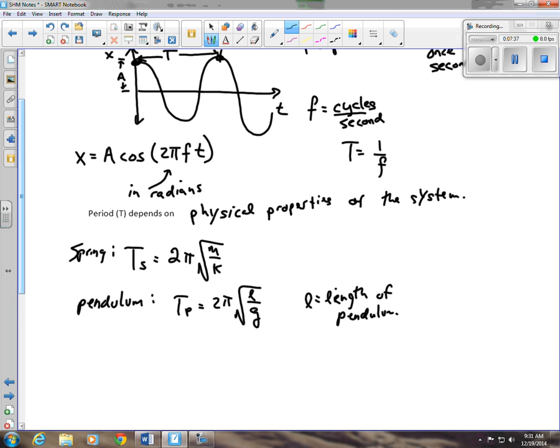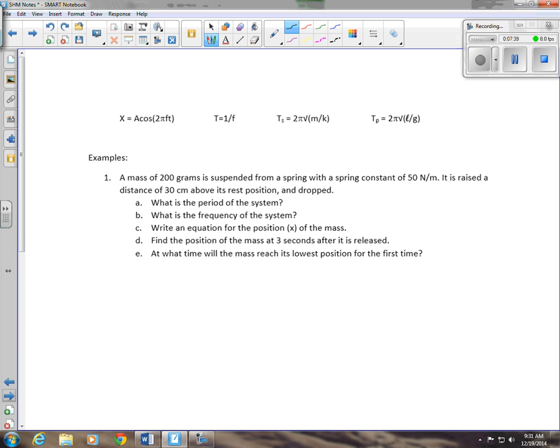So, we have some mathematical examples at the top of the next page. The first one, I wrote the equations back over here so we can refer to them. We have a mass of 200 grams suspended from the spring, raised a distance of 30 centimeters, and then dropped. So let's take a look at what we're given here.